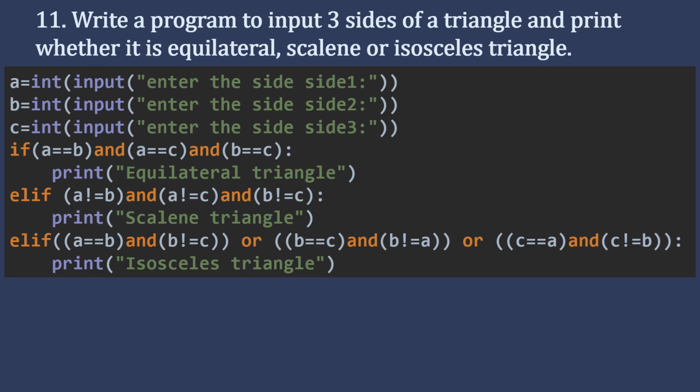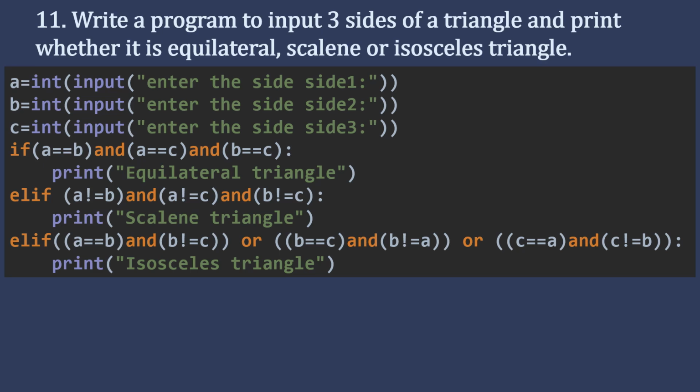All three sides are entered in three variables, let's say a, b, and c. The first condition you have to give with an if statement. Here we have used if, else if like this. In the first if you have given: if a is equal to b and a equal to c and b equal to c, that means all three sides are the same. Then it has to print it's an equilateral triangle.